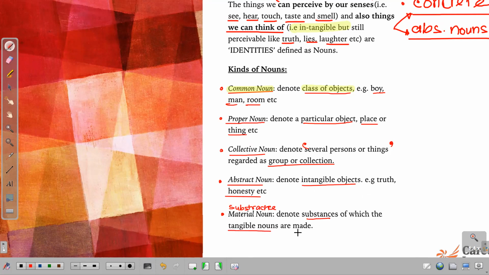For example, water, hydrogen, oxygen, all the periodic elements of the periodic table will become your naturally occurring substances. Then materials like milk, silk, synthetic materials as well, and so on and so forth. So the point is that things that we can touch, but we can break them down into tangible components, those will be called material nouns.